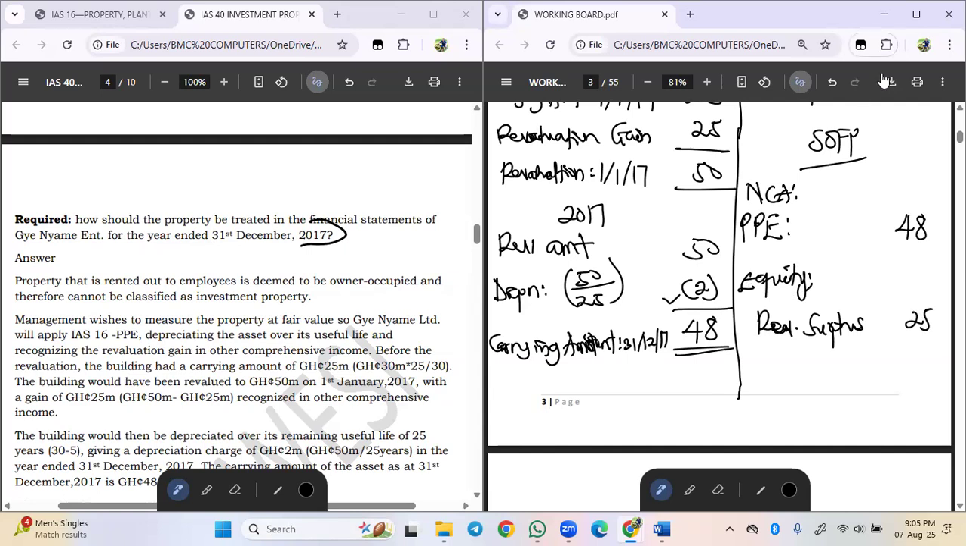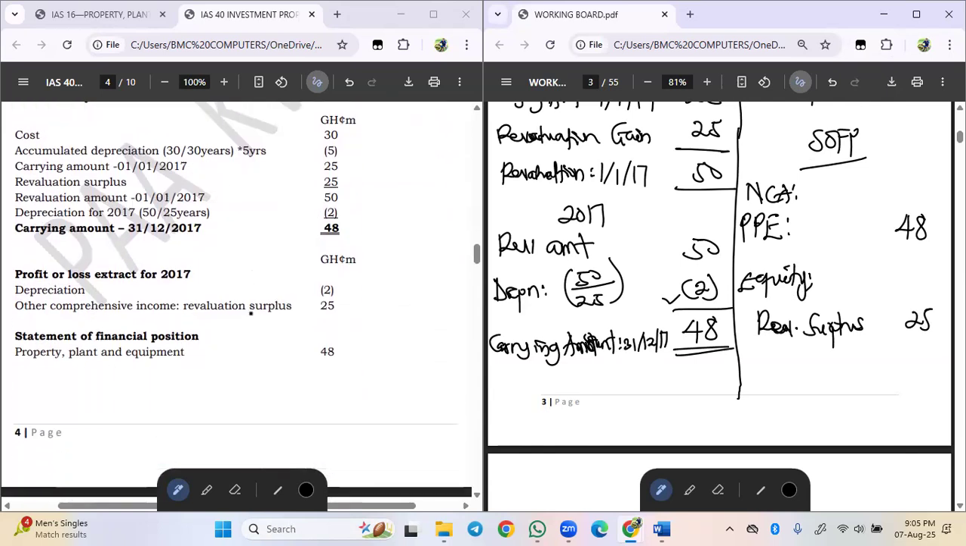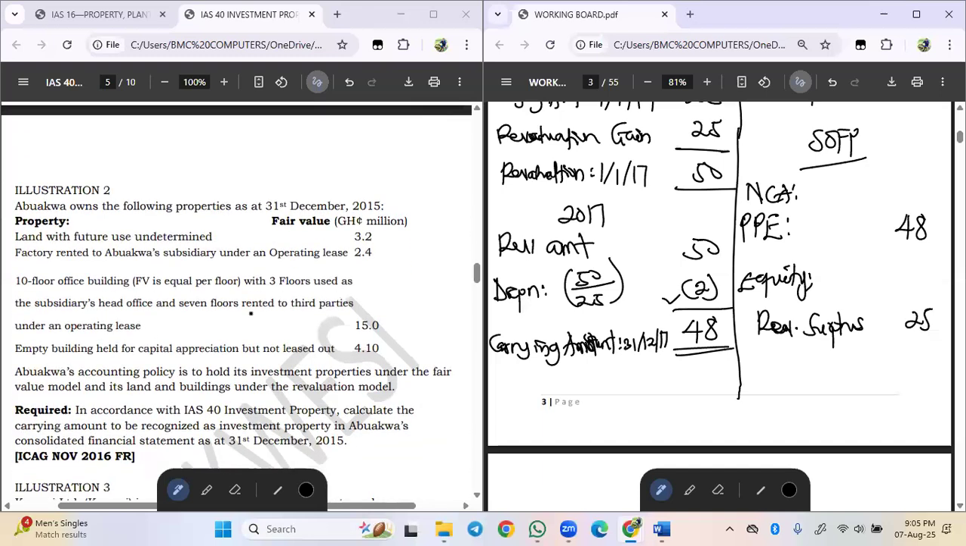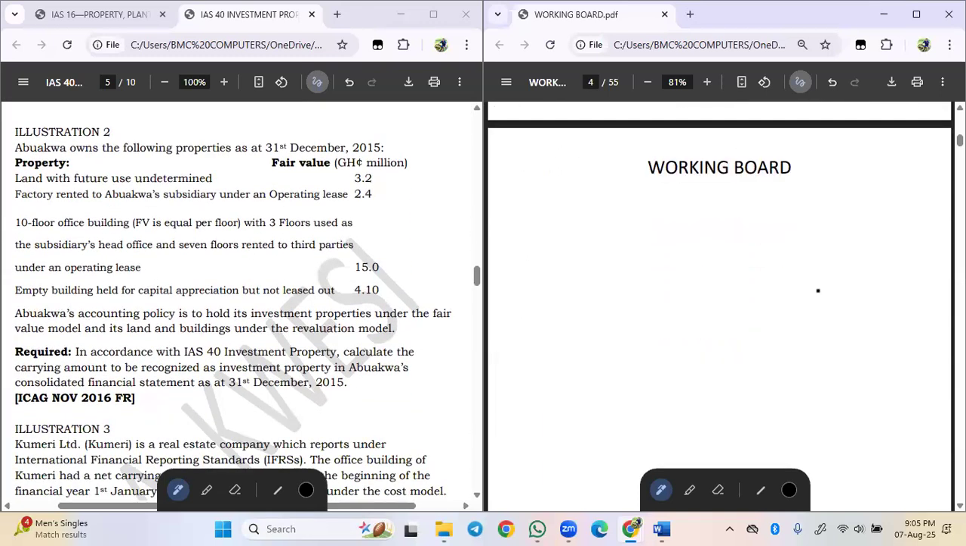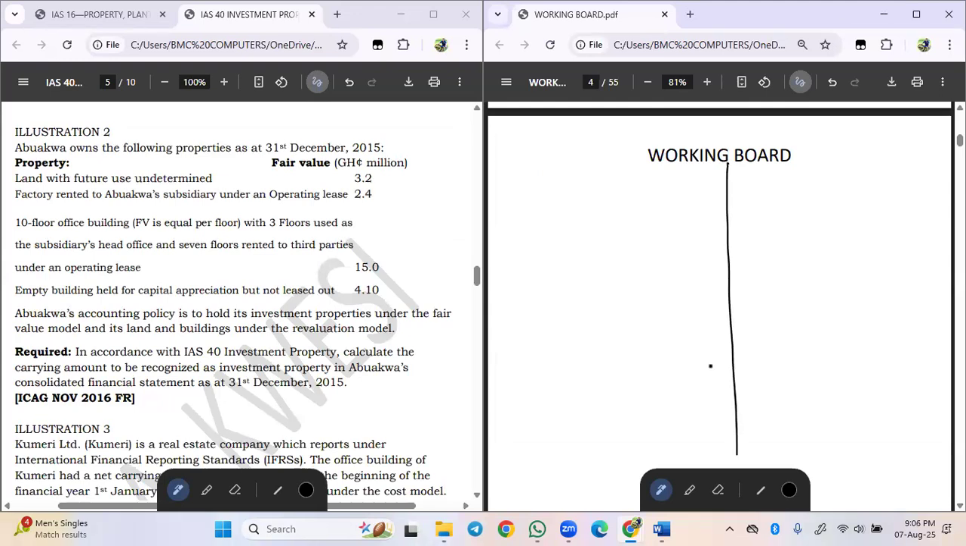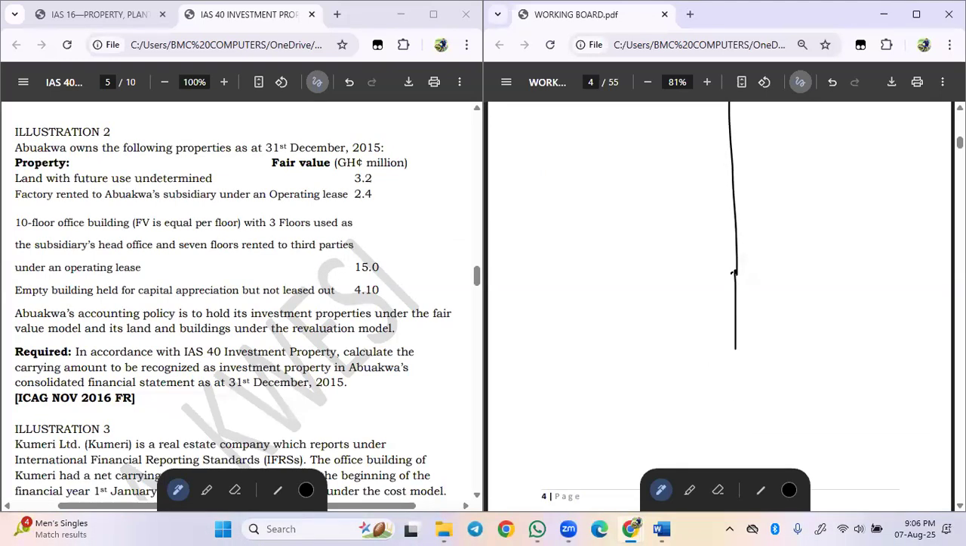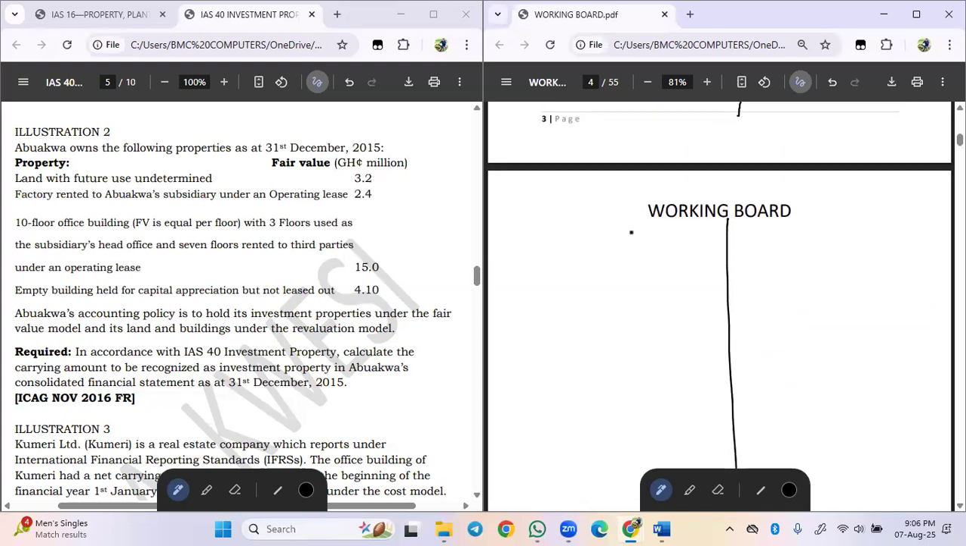Please, are you okay? Yes. Okay. Yeah. So let's move on. The answer is fine. So let's move on to this illustration too. Hello. It will be IAS 40 before we close. Please read it for me.